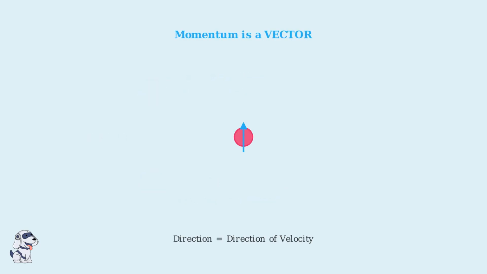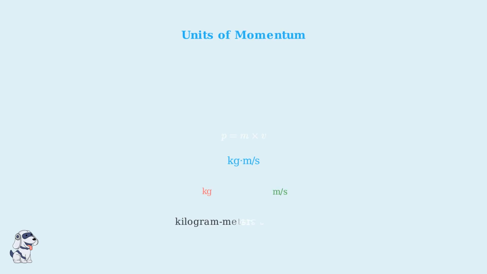Momentum is a vector quantity, meaning it has both magnitude and direction. The direction of the momentum is the same as the direction of the object's velocity. The standard unit for momentum is kilogram meters per second, abbreviated as kg·m/s. This unit comes directly from the formula p equals m times v.